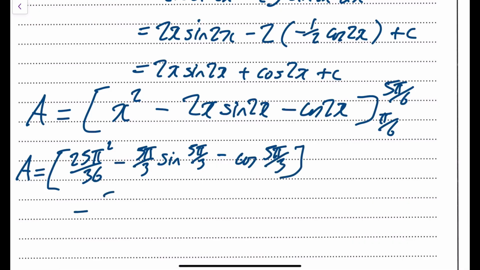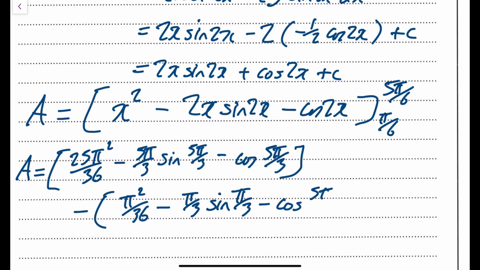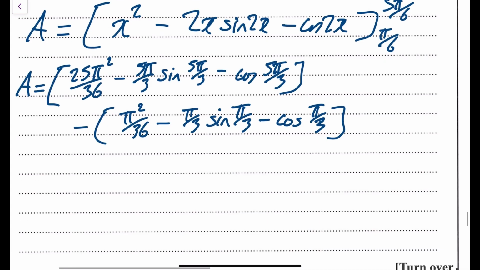My second bracket then, put in pi over 6 into that. It's going to be pi squared over 36, and then minus 2 times pi over 6 is going to be pi over 3, and that's going to be sine pi over 3, and then minus cos of pi over 3. Okay, and then I think we'll start putting in values here.